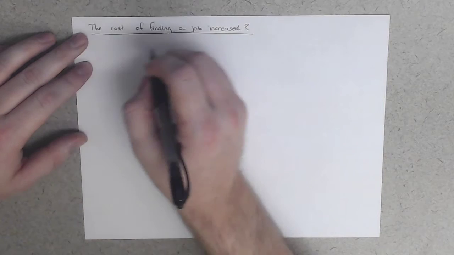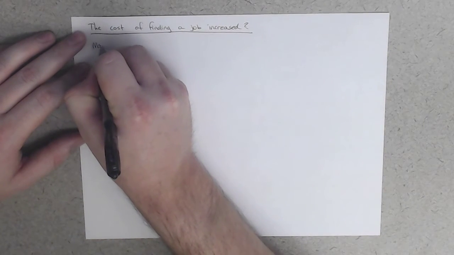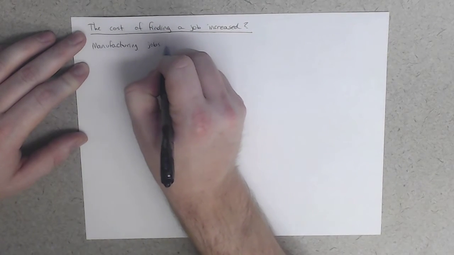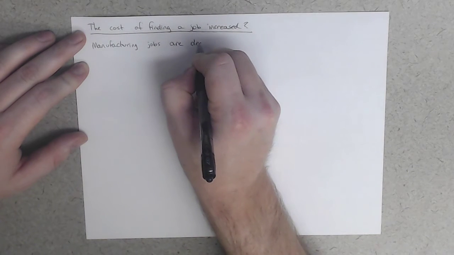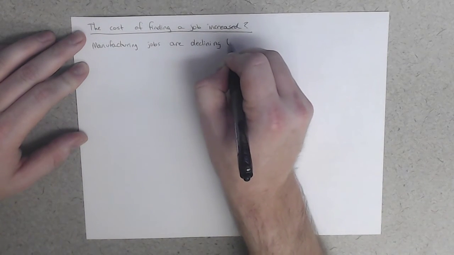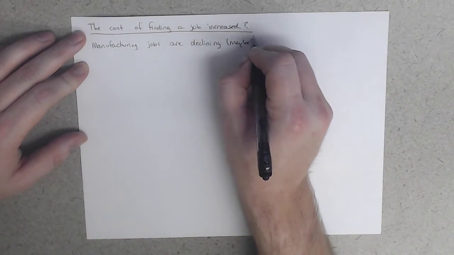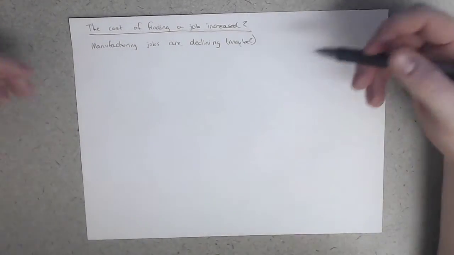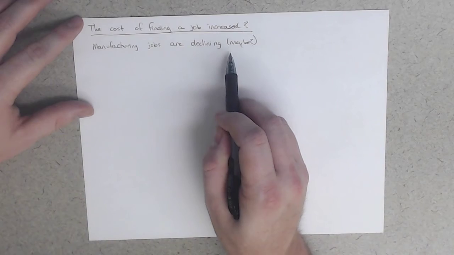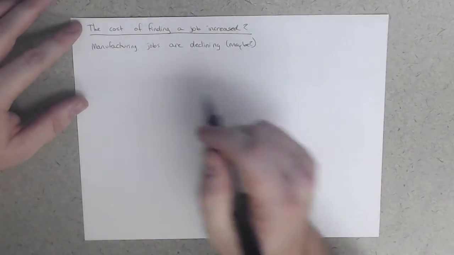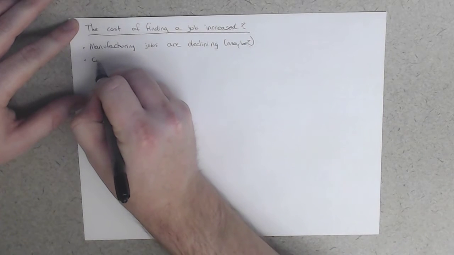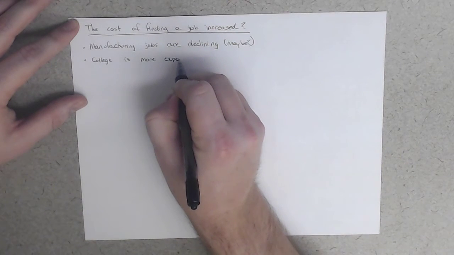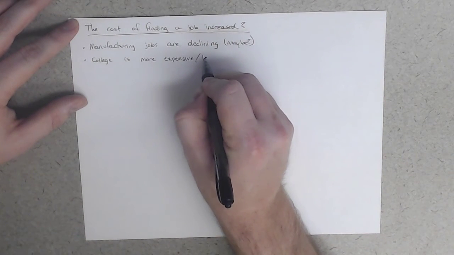Okay, so on the positive side, manufacturing jobs are declining. All right, maybe. I haven't looked at the data, so it could be true. It might not be true, but let's suppose that it is. So manufacturing jobs are declining. So there's fewer manufacturing jobs than there were before. We could say things like college is more expensive, or less affordable.